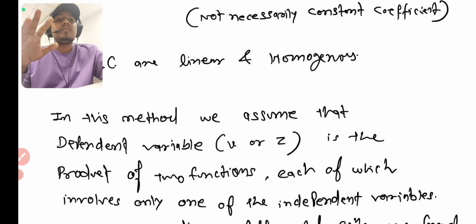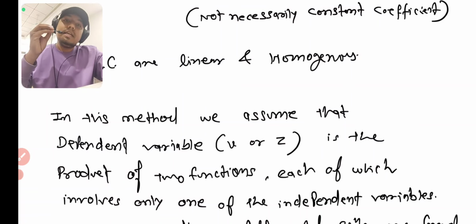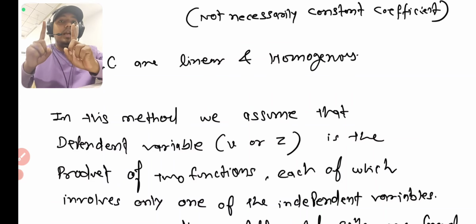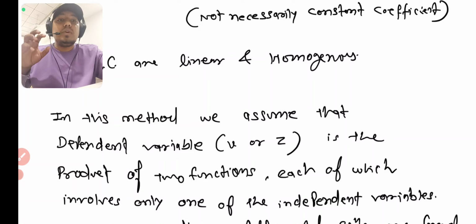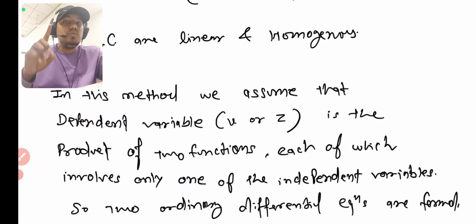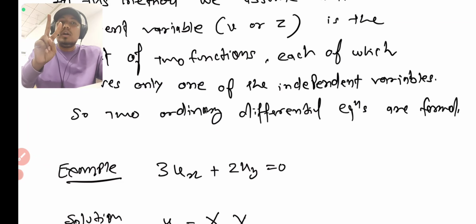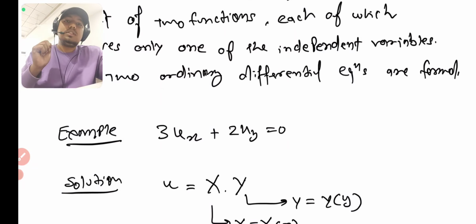So in this method, we will assume that our dependent variable, that can be u, that can be z also, I have written u or z. We have to consider in the beginning itself that either u or z is the product of two different functions. One is a function of x, one is a function of y. So in this method we assume that the dependent variable u or z, consider u, is the product of two functions, each of which involves only one of the independent variables. It means we are going to get two ordinary differential equations here. We will understand this easily by using this example.